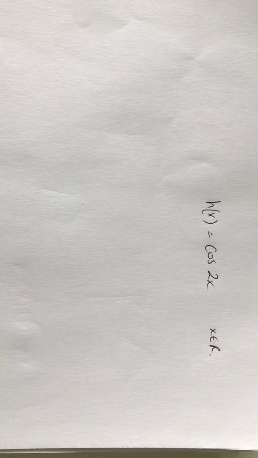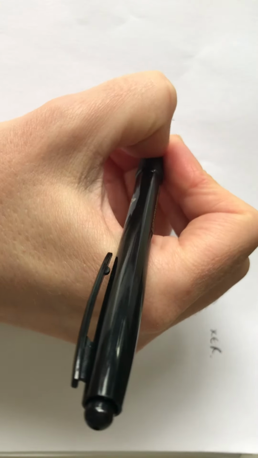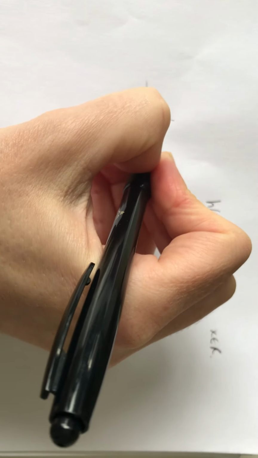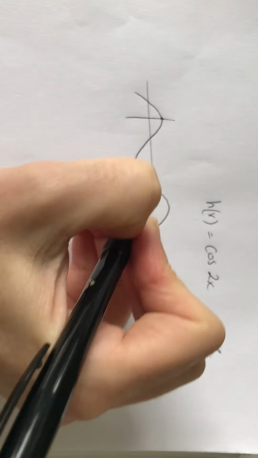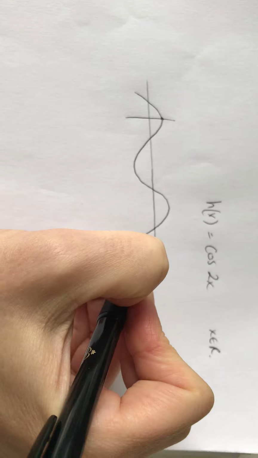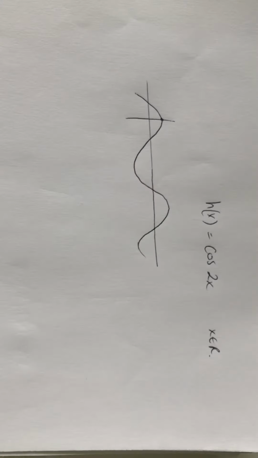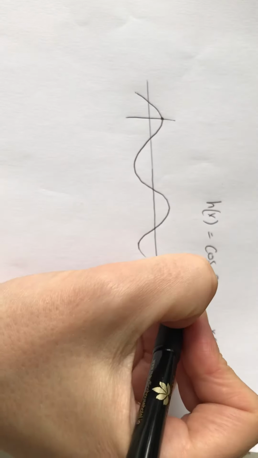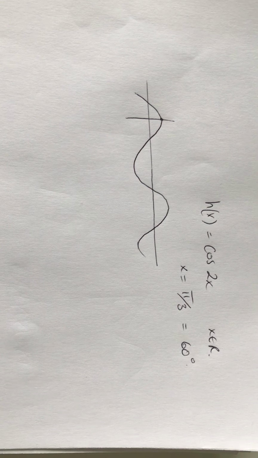Alright. So that's my function. If you want to, you could do a quick little sketch of your function. Cos goes through 0, 1, so it's going to look like something like that, etc. And we want to know about pi over 3. So x is equal to pi over 3, which is equal to 60 degrees. I'm probably going to work in degrees just in case.